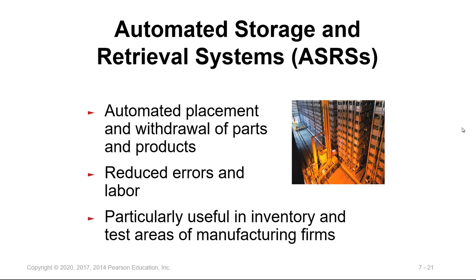Automated storage and retrieval system, which is used in the warehouse system or distribution system. It automates placement and withdrawal of parts and products, which reduces errors and labor. This system is mostly used in the inventory control system and in manufacturing firms. As you can see, those systems can go to a higher level than the regular forklift or the regular working employee using a ladder, which would also be dangerous. So we are reducing the risk, we are automating that, and we can store on higher levels or utilize the whole warehouse space.